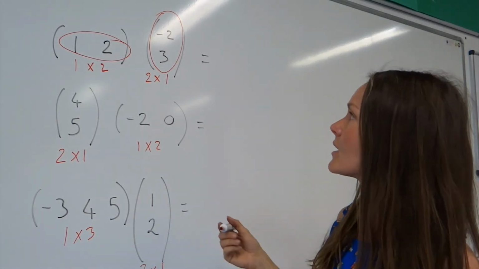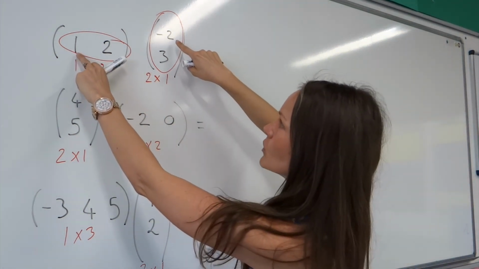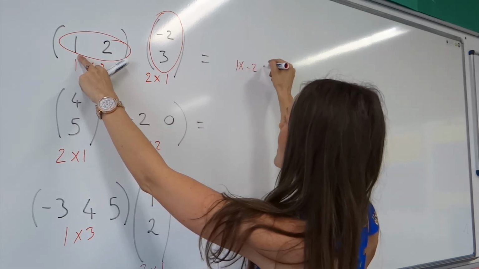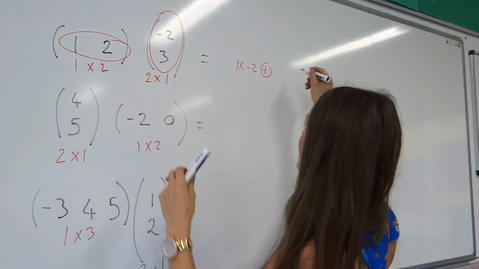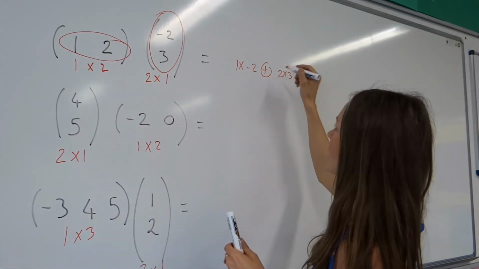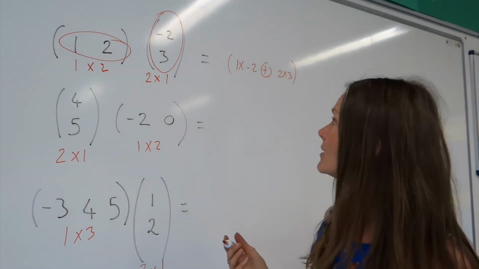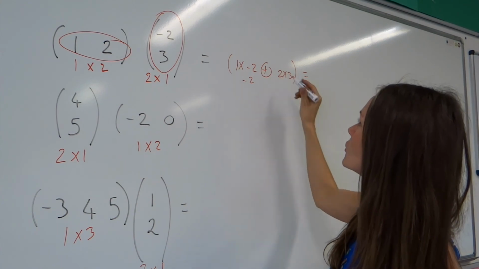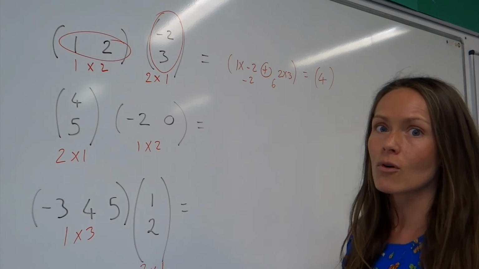So let's have a go at multiplying. Remember, we're going from left to right, top to bottom. So we're doing 1 times minus 2, and then you're adding and you're multiplying these two together. So 2 times 3. So in this matrix, there is in fact only just one number. Okay, so 1 times minus 2 is minus 2, 2 times 3 is 6, so the answer is just 4.